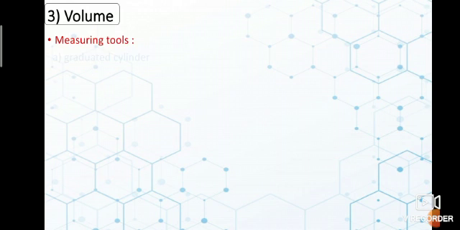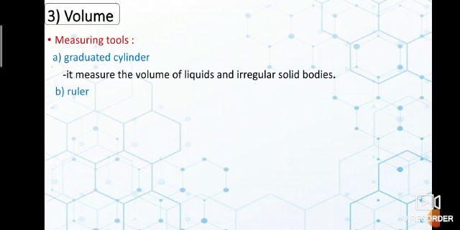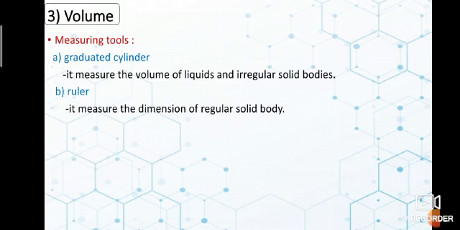Now let's move to volume. Volume measuring tools are the graduated cylinder and the ruler. The graduated cylinder measures the volume of liquids and irregular bodies. It's used to measure liquids and irregular solid bodies, while the ruler is used to measure the dimensions of regular solid bodies.